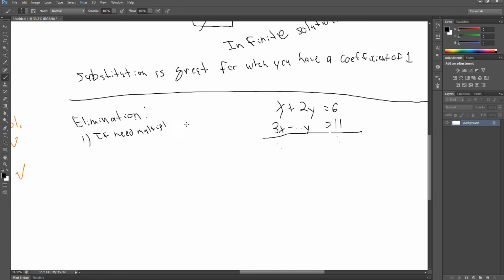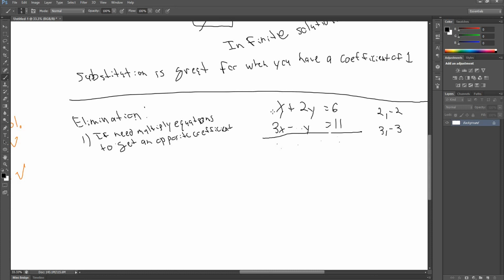multiply equations to get an opposite coefficient. When I say an opposite coefficient, in this case 2 and negative 2 would be opposites, 3 and negative 3 would be opposites. If you add them together, they equal 0.